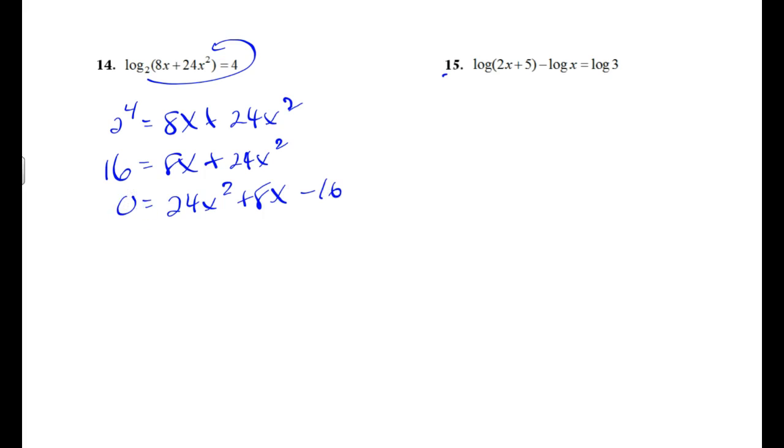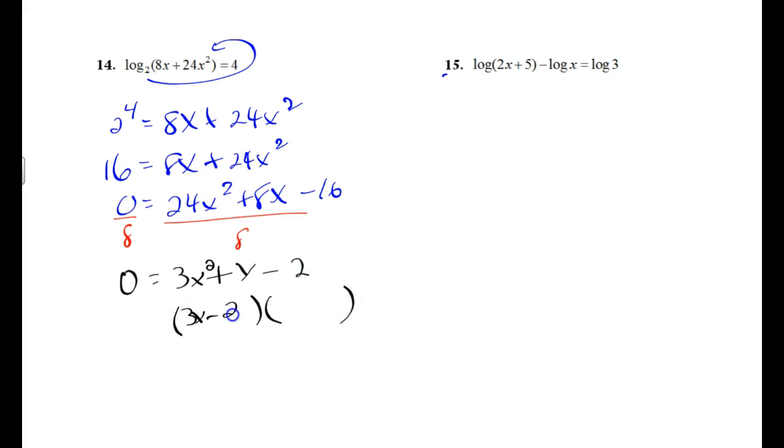Remember, you can divide everything through by 8, which will just help reduce this. So 0 should equal 3x squared plus x minus 2. I'll factor this real quick, 3x minus 2 and x plus 1. And here x equals negative 1 and x equals 2/3.